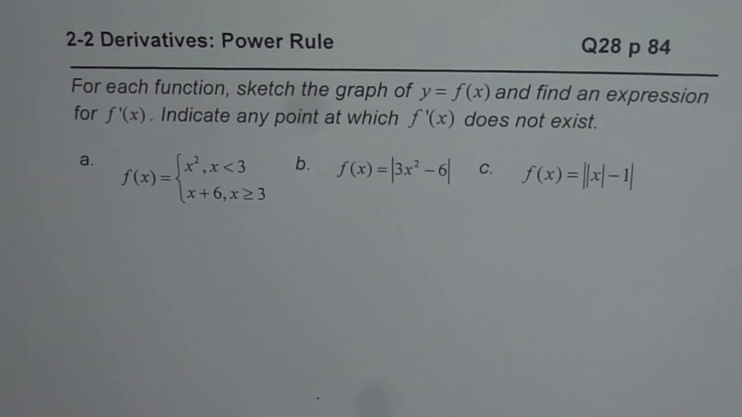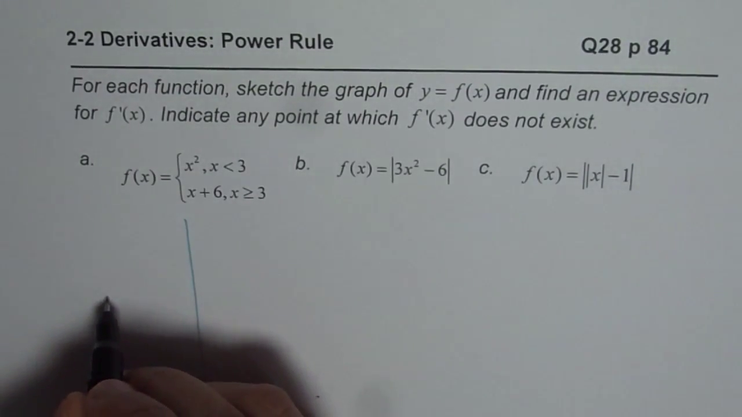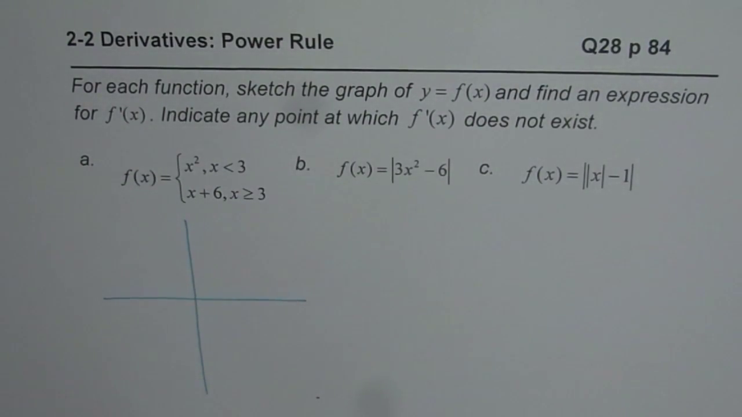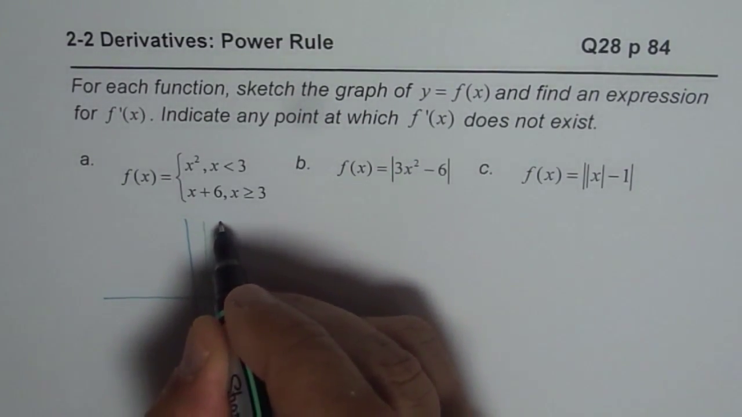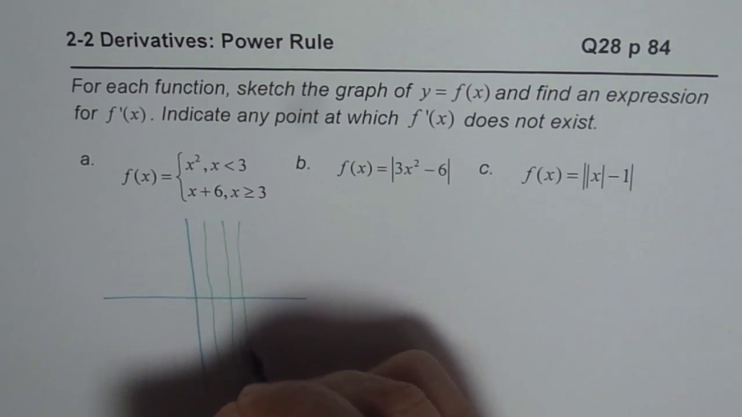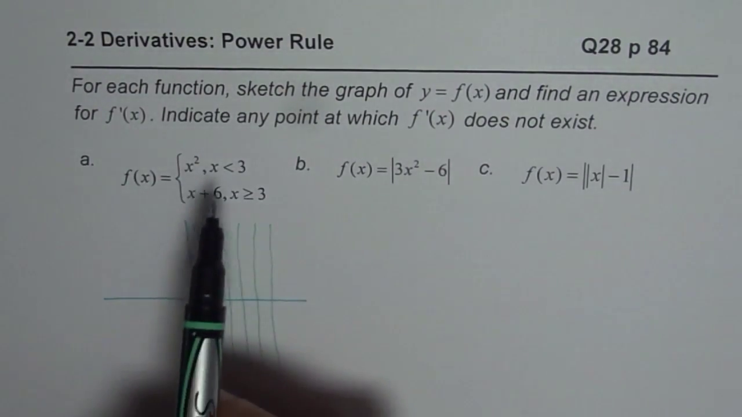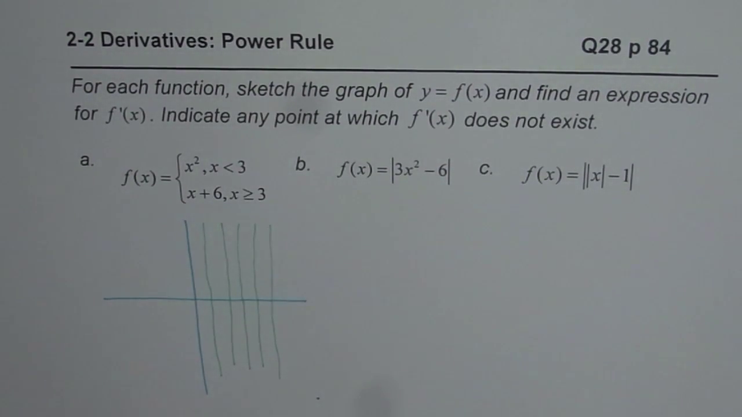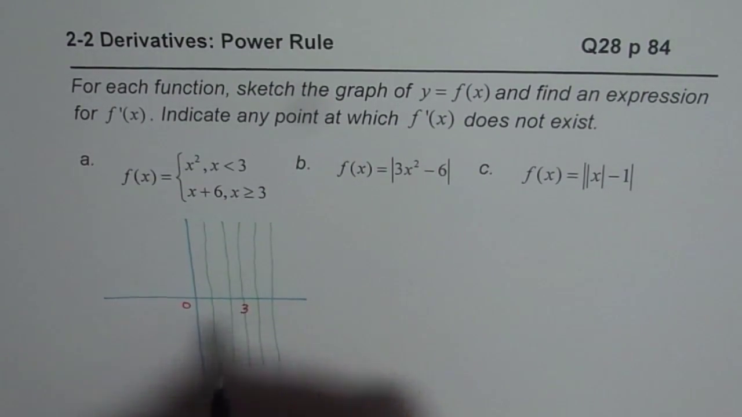So first part is sketch the function. Okay, so we'll provide a very rough sketch here. Let us say that this is my x-axis. So let me just draw some lines here. 1, 2, 3, okay, 4, 5. Okay, that's fine. Now, if I write x equals 3, then what point do I get? So this is my 0, 1, 2, and this is 3 for me, right?